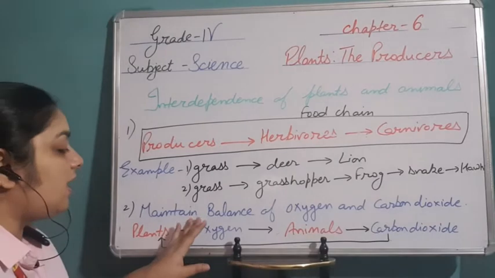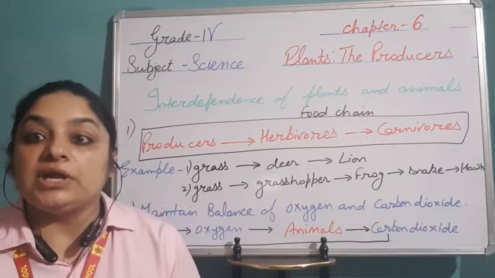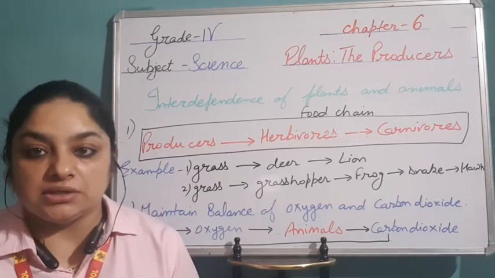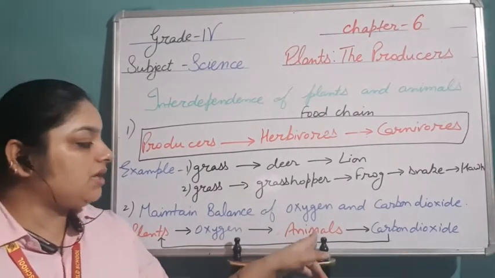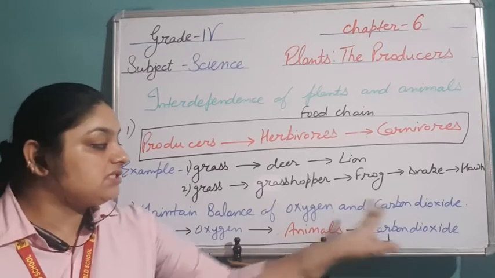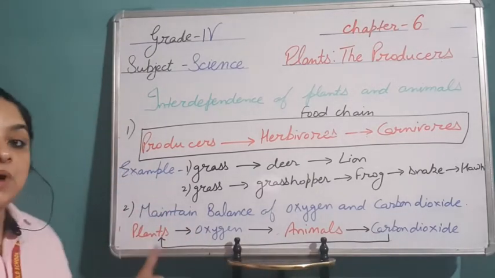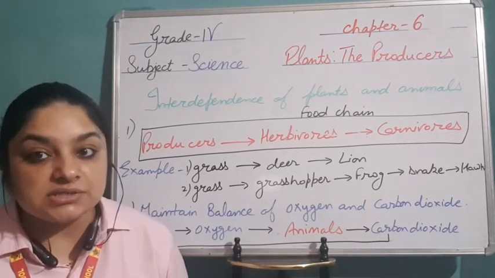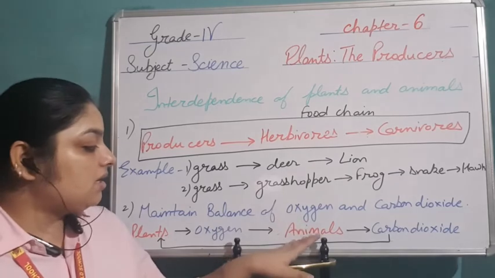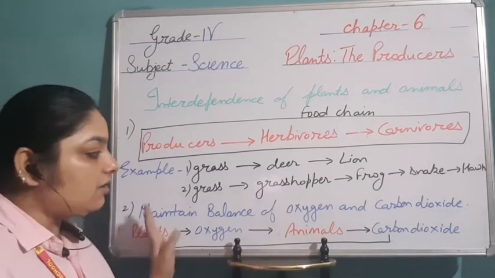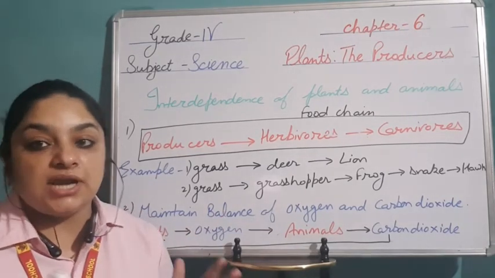Second thing is, plants and animals both depend upon each other for breathing also, for the gases which they breathe in. For example, plants give out oxygen. That oxygen is breathed in by animals, and after that animals breathe out carbon dioxide. This carbon dioxide is breathed in by plants again for the process of photosynthesis, and after photosynthesis, plants again give out oxygen. This oxygen is breathed in by animals. So they maintain a balance in nature of the amount of oxygen and carbon dioxide.